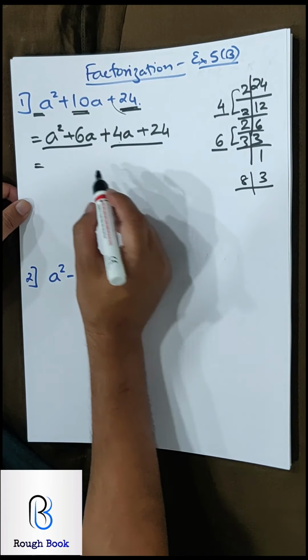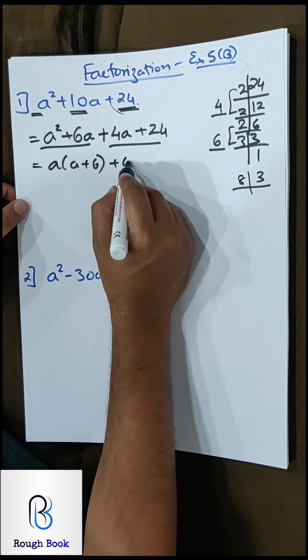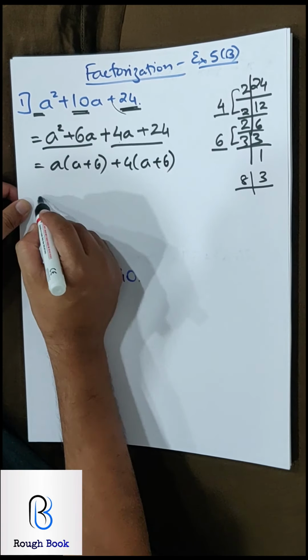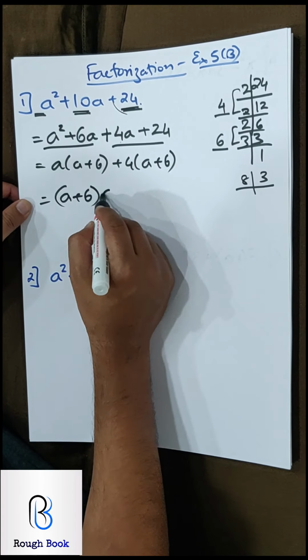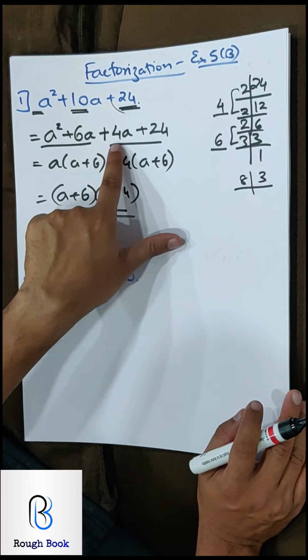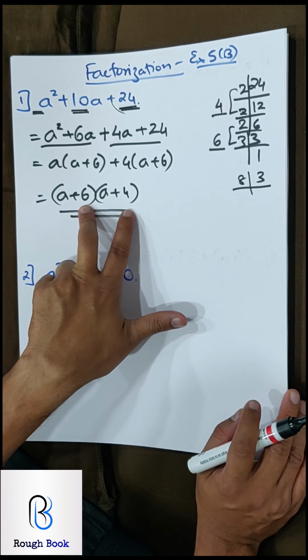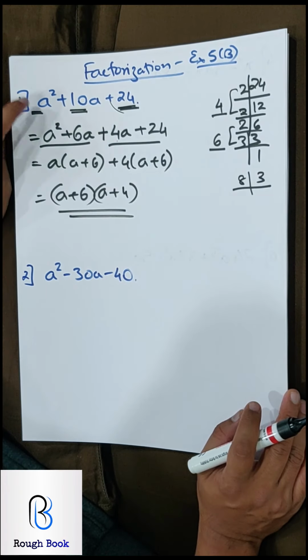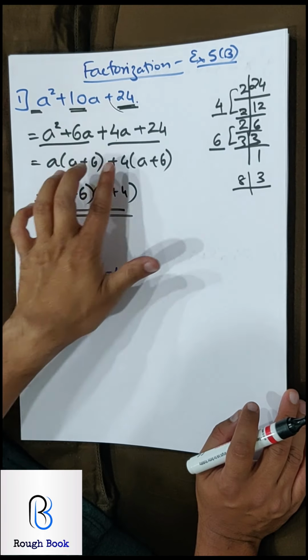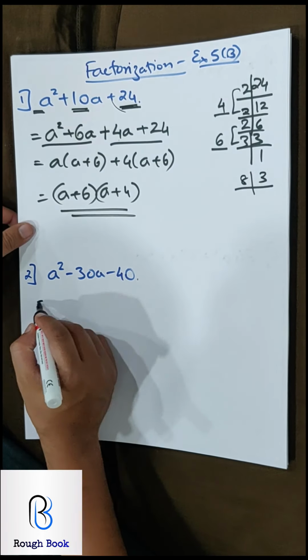Now factorize. So a common, a plus 6, plus 4 common, a plus 6. So a plus 6, a plus 4 becomes my final answer. Here only when you take 6 and 4 as the factors, your answer automatically becomes a plus 6, a plus 4, provided that the coefficient here is 1. So here only you can predict what your answers are going to be. Let's try one more time.